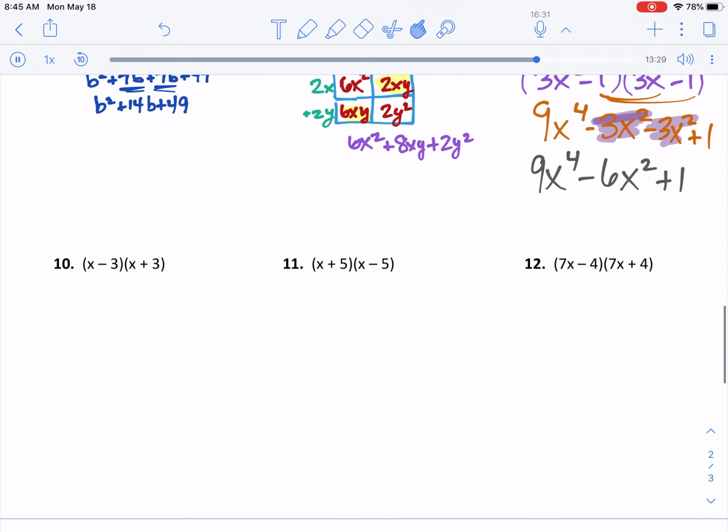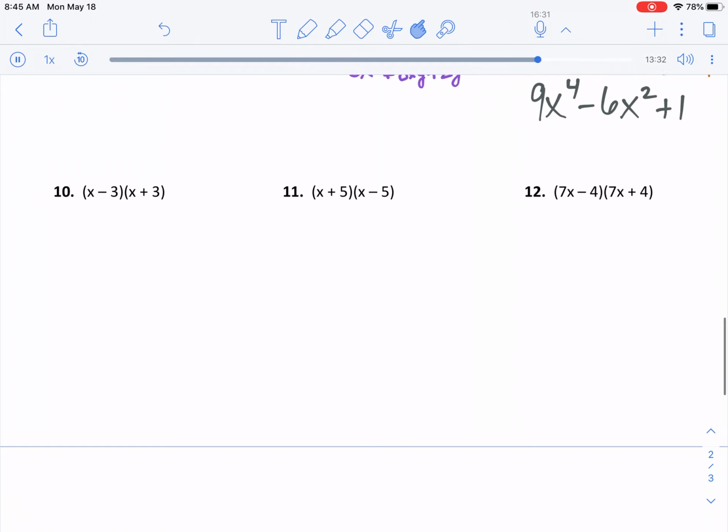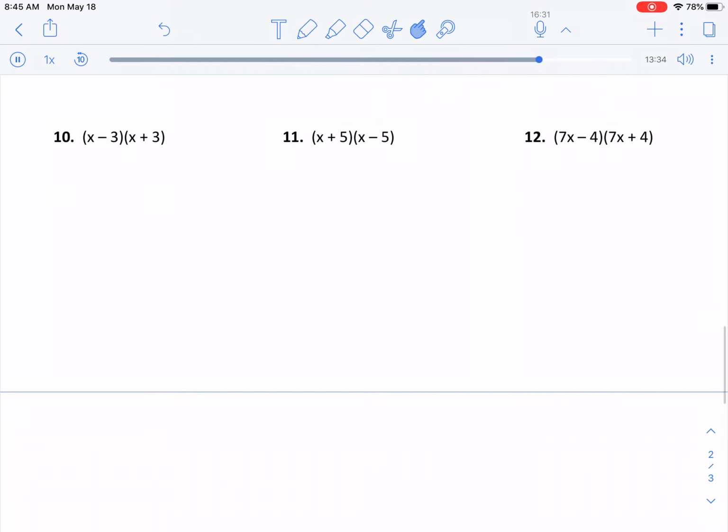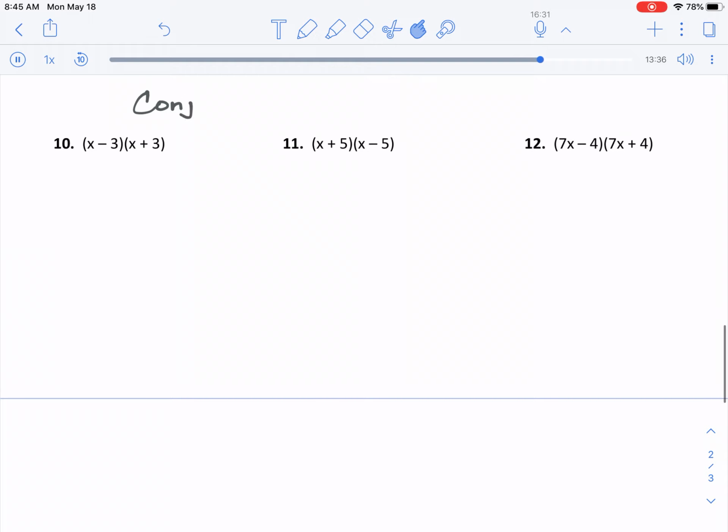All right, so the last case that I want to look at with you today is if the binomials are what we call conjugates. I'm just going to write that word here, conjugates. Not that you have to remember that word for today's lesson, but when you see the binomials are the same but with opposite signs, one has an x minus 3, one has an x plus 3, it's important to realize something is going to happen when we double distribute. So watch what happens. x times x and x times 3, that's going to be x squared plus 3x.